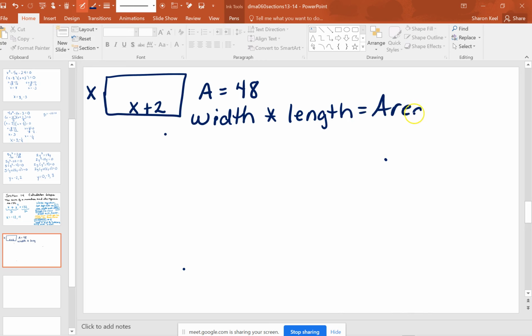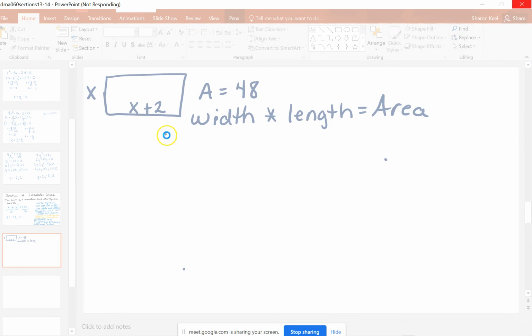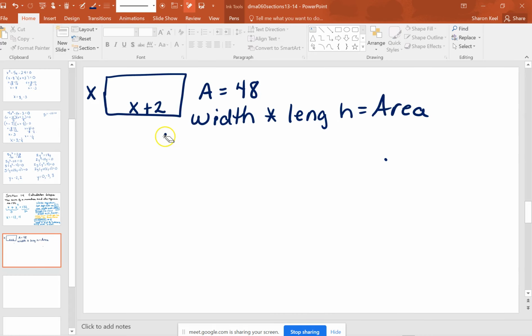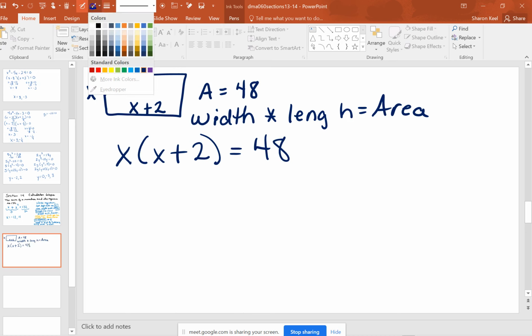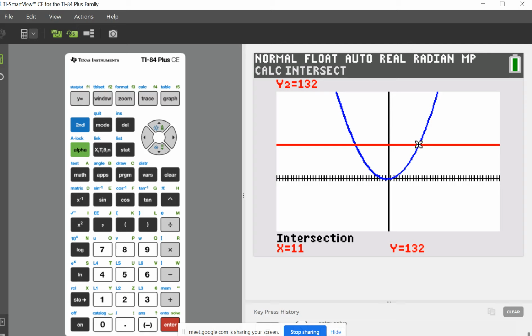Equals area. So when I plug this in, I'm going to do width is x, length is x plus 2, and the area is 48. So as I said a moment ago, what we're going to do, we're going to type in this side on y1, we're going to type in this side on y2. Okay, so let's go to our calculator.